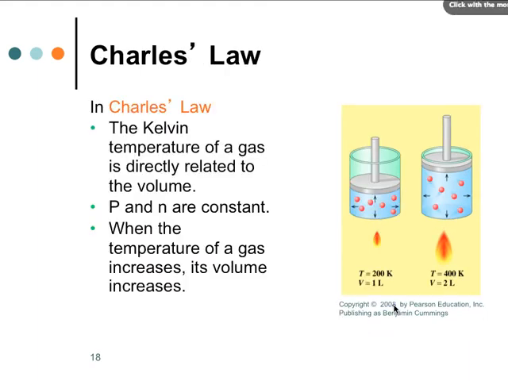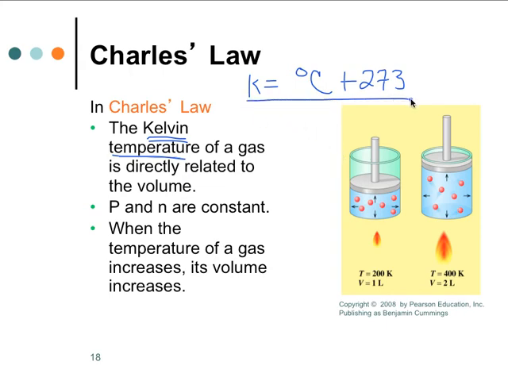As stated earlier, you must use the Kelvin temperature. How do I get Kelvin? Well, the temperature in Kelvin is equal to the temperature in Celsius plus 273. Okay, so remember that equation. To calculate the temperature in Kelvin, take the temperature in Celsius plus 273.